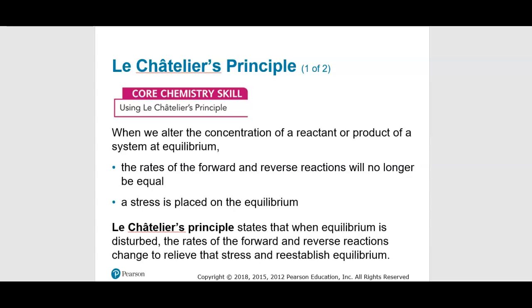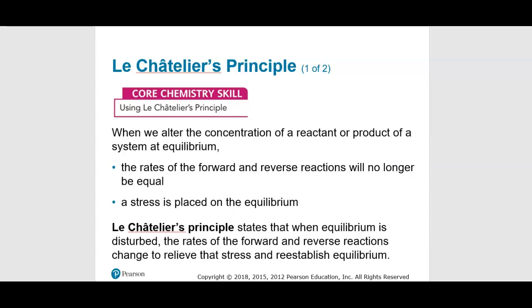The rates of the forward and reverse reactions aren't going to be equal anymore, because if you add reactant, there's going to be more reactant than the equilibrium concentration, so it's going to want to go towards product. And the same is true if you add product. The reverse reaction is going to take place to reinstate that balance. And that is essentially the meaning of Le Chatelier's principle, where when the equilibrium is disturbed, the rates of the forward and the reverse reactions change to relieve that stress and reestablish equilibrium.